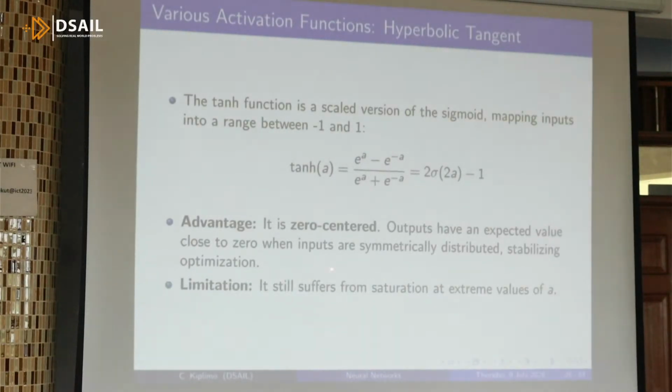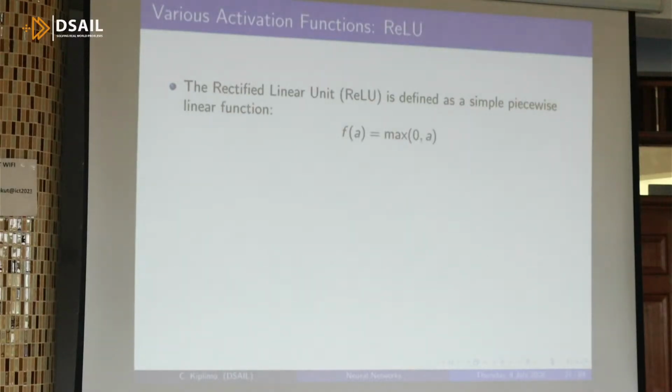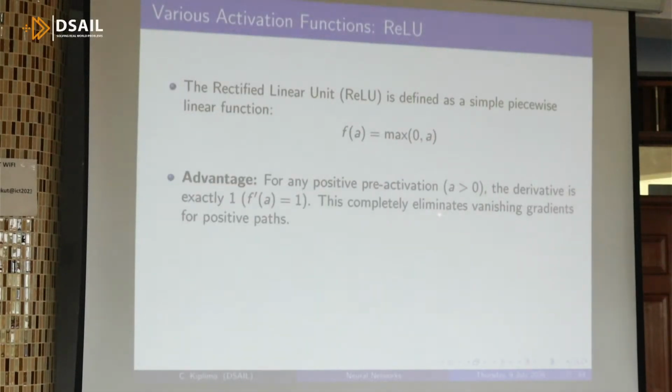But the limitation is that, like the sigmoid function, it still suffers from saturation at extreme values of A. Another common one used today is ReLU, the rectified linear unit. It's a nonlinear function with linear portions. I like to think of it like that. F of A is the max of 0 and A. So if A is 2, it is the max of 0 and 2, which is 2. We'll see how the curve looks. The advantage is that for any positive pre-activation, A greater than 0, the derivative is exactly 1 because it's a straight line.